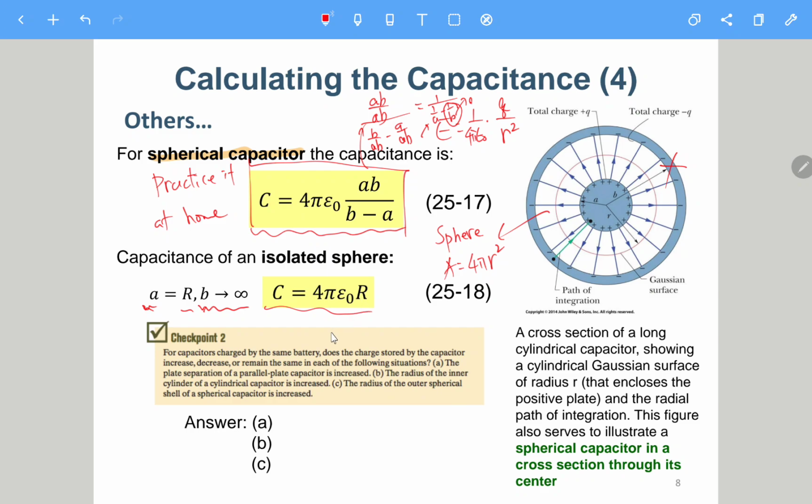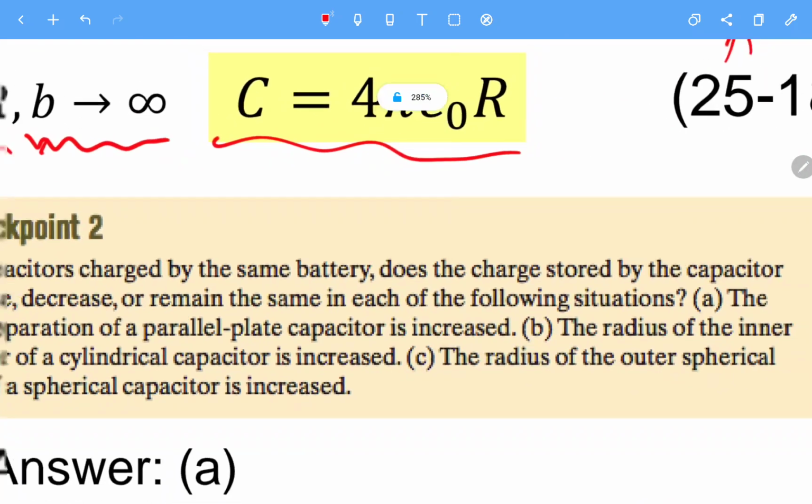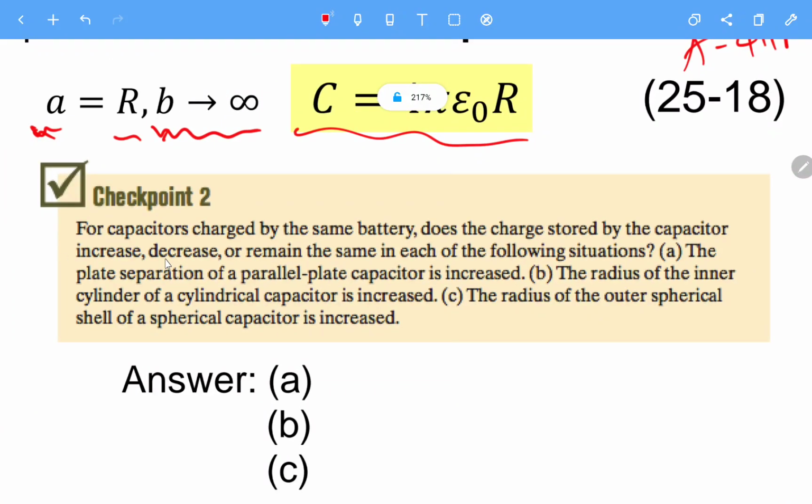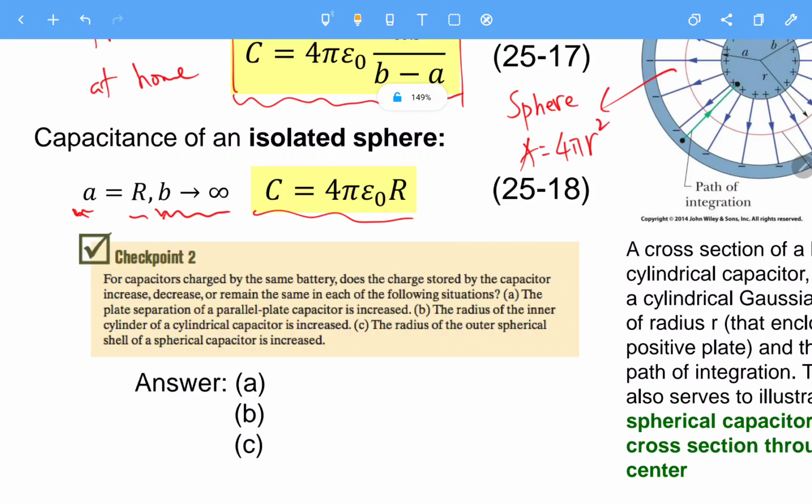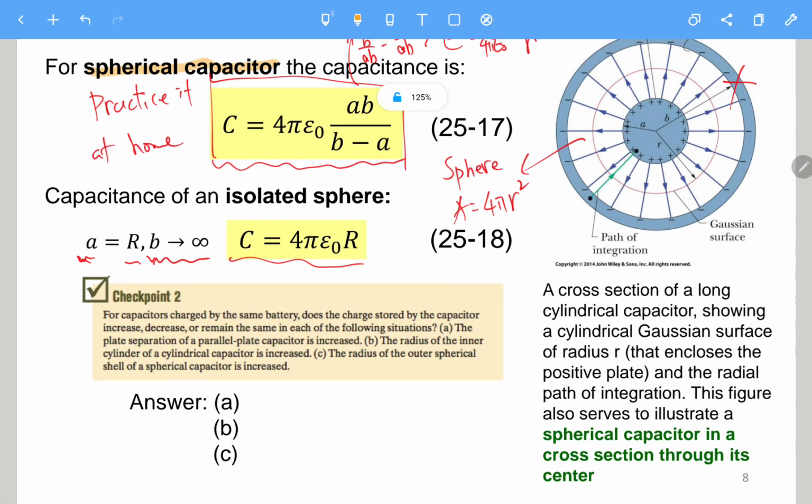Okay, so let's finish this checkpoint and then we can have a 10 minute break. Here it says, for a capacitor charged by the same battery, does the charge stored by the capacitor increase, decrease, or remain the same in each of the following situations? A: the plate separation of a parallel plate capacitor is increased. So what do you think? Increase, decrease, or remain the same?